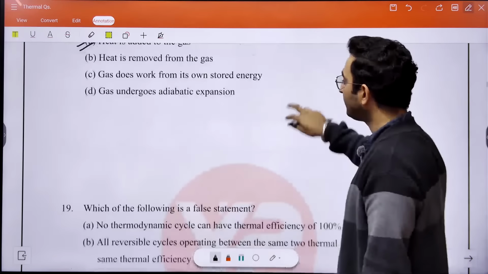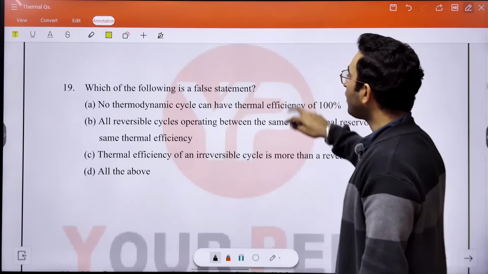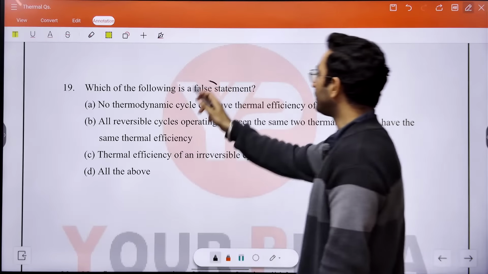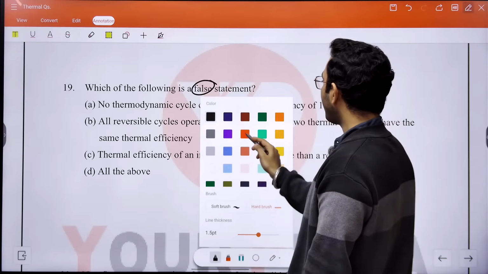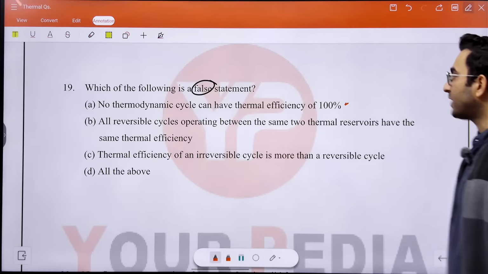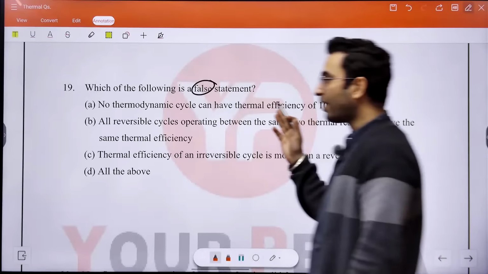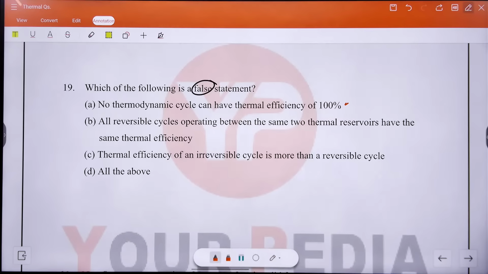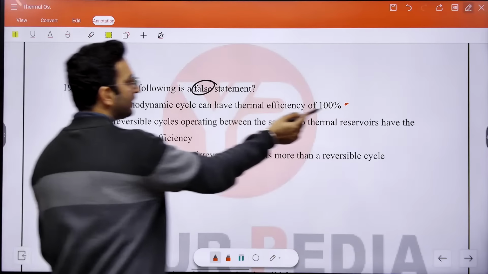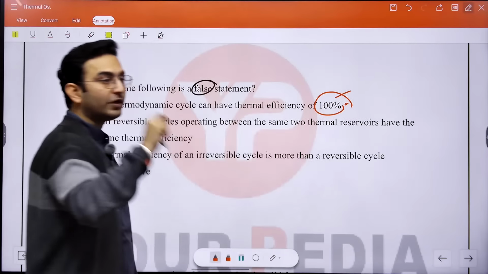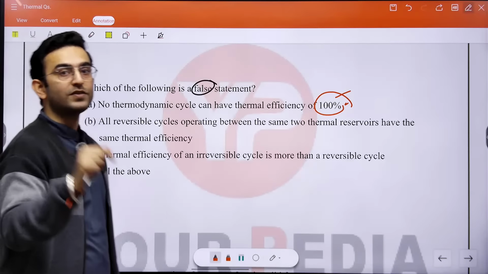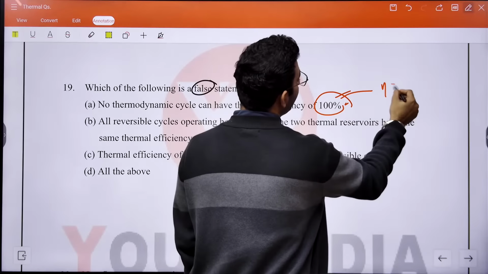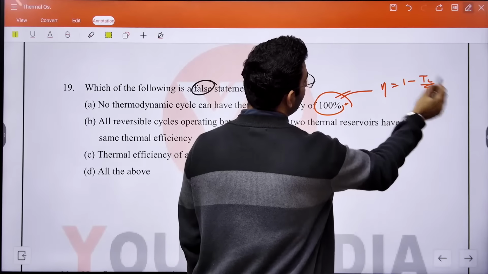Next part. Which of the following is a false statement? No thermodynamic cycle can have the thermal efficiency of 100%. Yes, what can be the answer of this question? Option number C. No thermodynamic cycle can have thermal efficiency of 100%. That is a correct statement. Even if you just see, Carnot cycle is not having a 100% efficiency. Okay, it is also depending upon the high temperature and the low temperature here. That you have to remember.